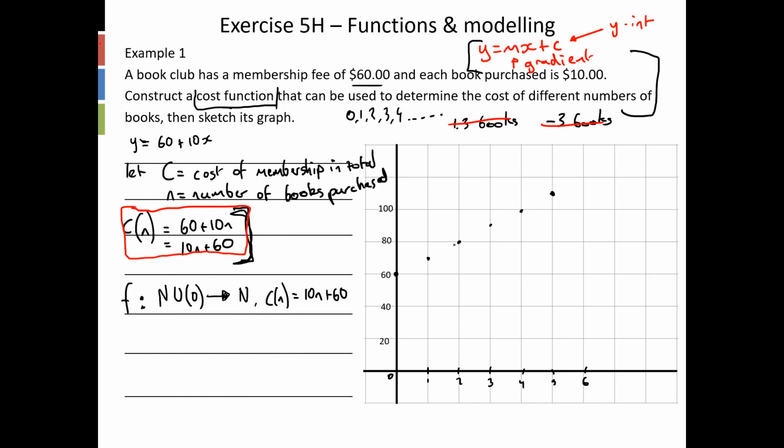Technically, because we can only buy 1 book, 2 books, 3 books, this is how we should plot a function. Technically, okay? Because I can't buy half a book or 1.75 books. But for convenience sake, we don't leave it as individual set points. We mark it as a line, as a continuous function.